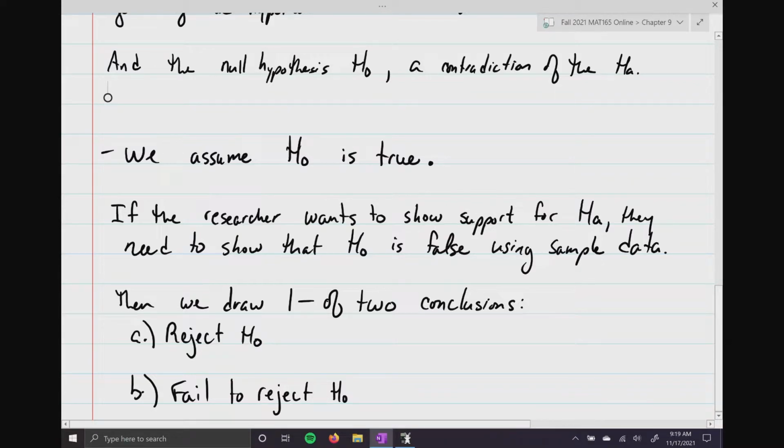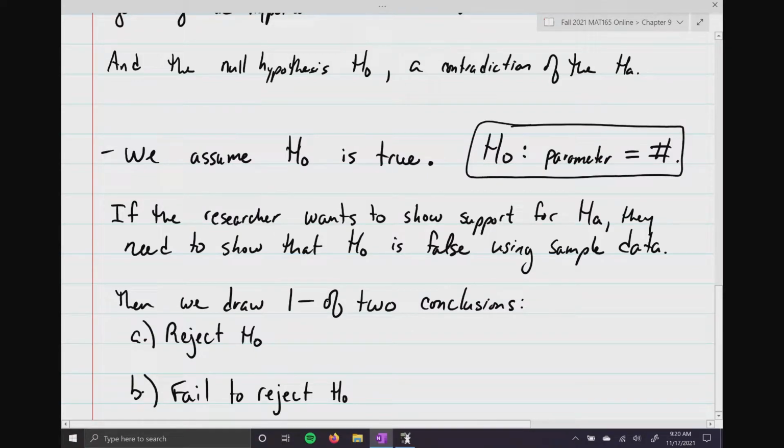Now, I'm going to go back over this one more time, okay? If we assume the null is true, our null hypothesis, and whatever parameter we're looking at, will always equal some number. I don't know what that number is, okay? But the null hypothesis will always contain an equal sign. Always, always, always contain an equal sign.